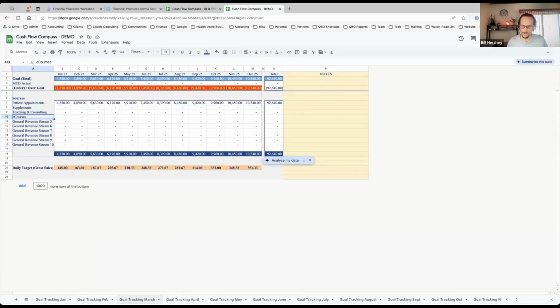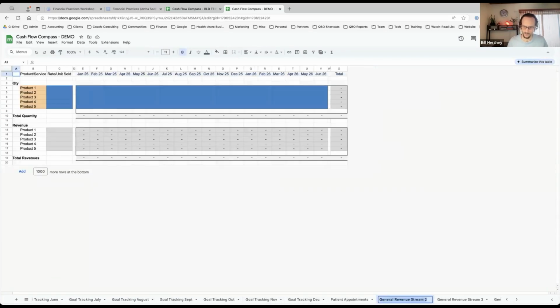So then, when we put in supplements, I'm not going to build out all the other revenue streams for now, but I am going to put in supplements. We're going to name general revenue stream number 2 as supplements. And again, this is products. So products gets pretty granular. I'm not going to put everything in your inventory here. I'm going to sum this up as average sale.